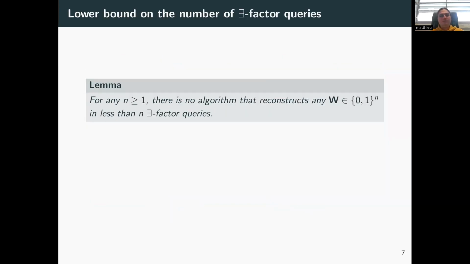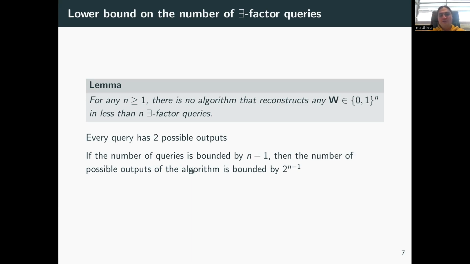So what about the lower bound? Well, you could get the following lower bound: there is no algorithm that can reconstruct W in fewer than n queries. And it's not that hard. The first thing to notice is that every query has two possible outputs, right? It's either no or yes. So if the number of queries is bounded by n minus 1, then the number of possible outputs of the algorithm is bounded by 2 to the n minus 1. But the number of words of length n is 2 to the n. So I have a contradiction, right? I have fewer outputs than possible words to distinguish, so I'm not going to be able to do it. So I need at least n queries.